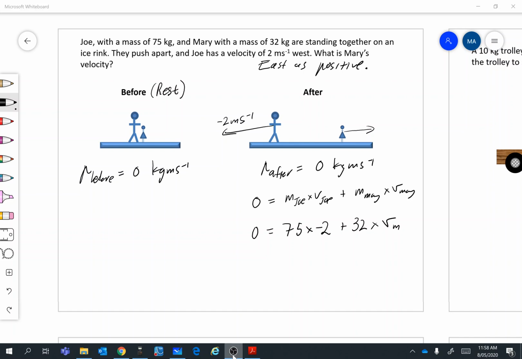So you might want to pause the video at this stage and try this one on your own. See if you can get VM, velocity of Mary, to be the subject. Then I'll have a go at it.